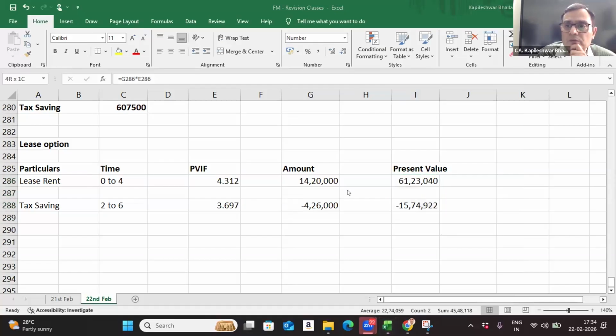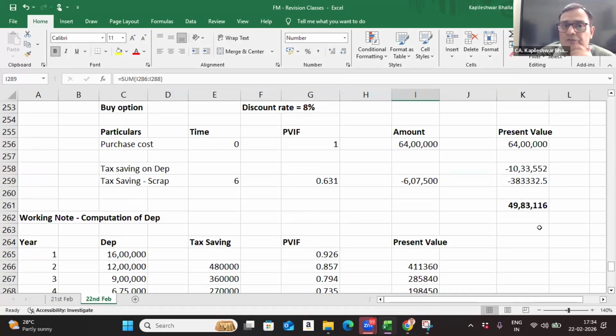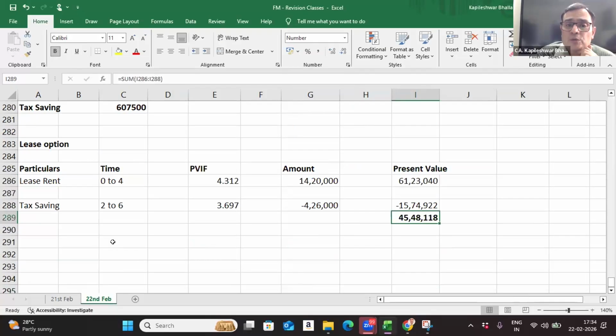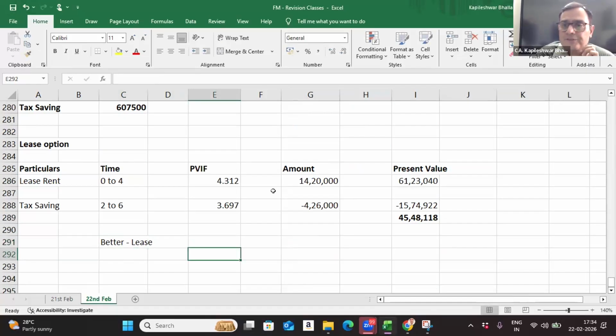Okay, wonderful. So we get the sum total of this, and this is coming to 4548. So your outflow in terms of the purchase option is 49 and this is 45. So what is a better option? Lease. Lease is going to be a better option. The outflow is lesser in that particular case. Okay, wonderful indeed. So I think this is done. So I think we've done a question on a lease with a taxation effect as well.